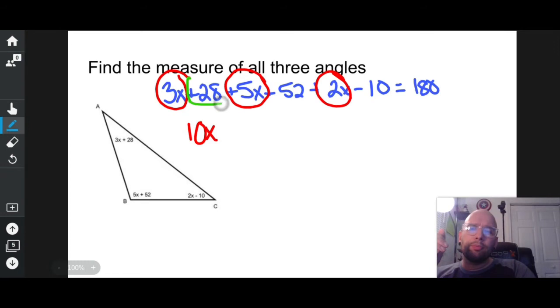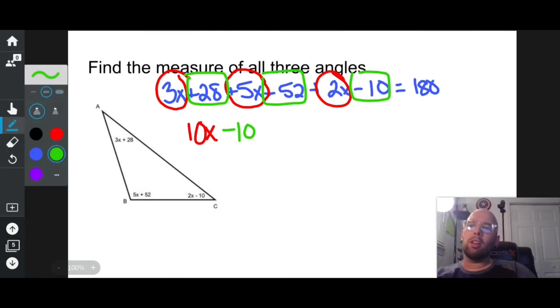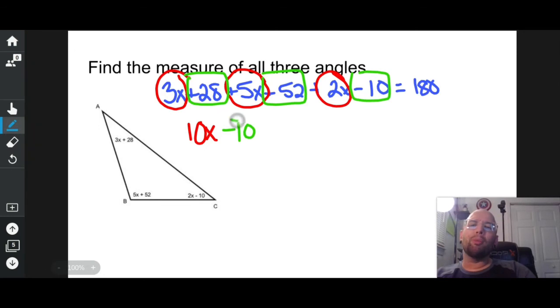I also have 28 plus 52. 28 plus 52 is 72. No, 80. 80. I don't know why I said 72. 80, but minus 10 is 70. So minus 10 is 70. Actually, tell you what, I did that on purpose. Equals 180.